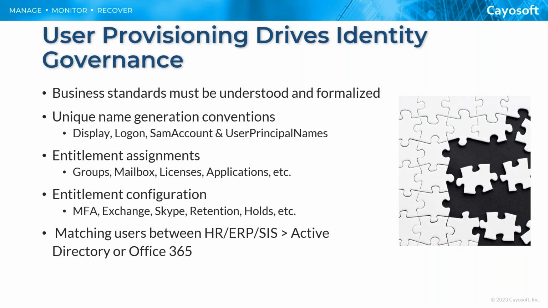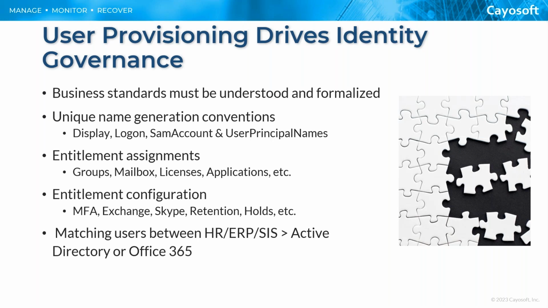And then finally, if you are looking at automating using HR data or your ERP data for your employees and contractors, or if you're an educational institution, you have a student information system, how are you going to map those 2? So a user in your database has to have an account that maps up in Active Directory or in Office or Azure Active Directory. What's the link between the 2?